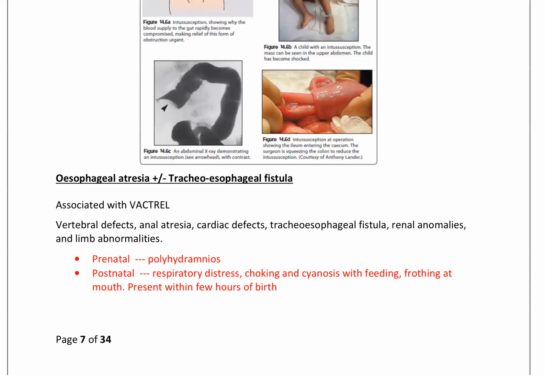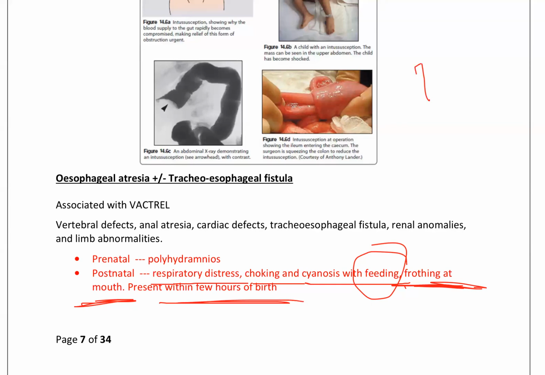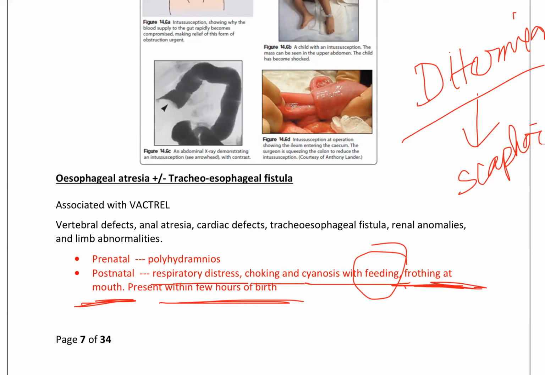Now, esophageal atresia and other conditions: they could have respiratory distress, choking, cyanosis with feeding, so a feeding related issue, and frothing at the mouth. And it presents a few hours after birth. And another is diaphragmatic hernia. Diaphragmatic hernia also has the same presentation: feeding problem, distress, choking, frothing at the mouth. But in diaphragmatic hernia, when we take our stethoscope, the bowel sounds will be in the chest. And a scaphoid abdomen will be there. So you should understand some differences.